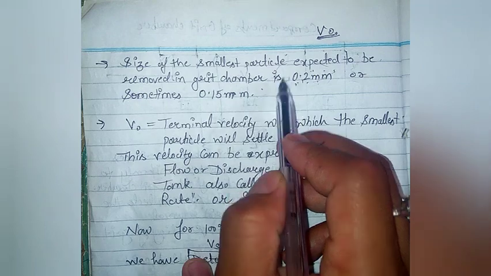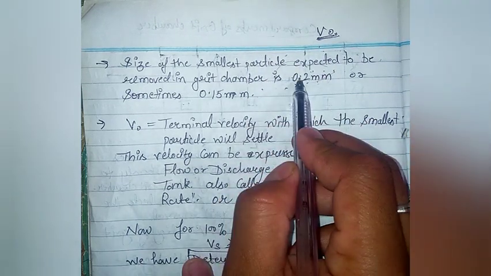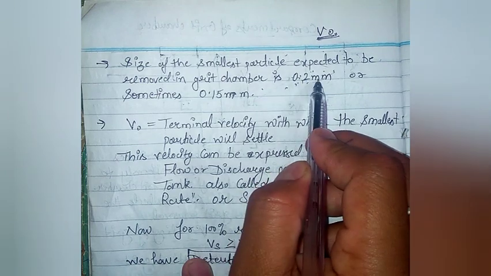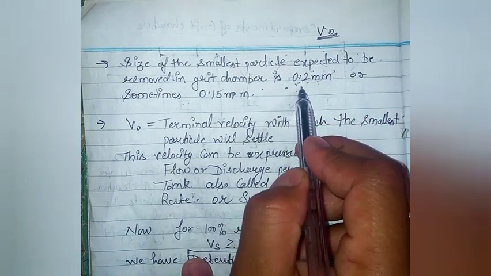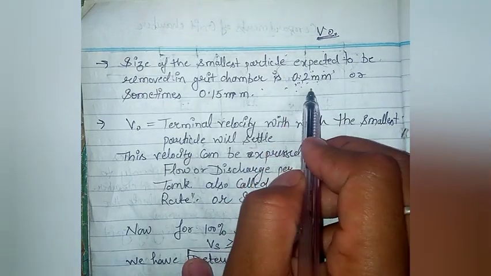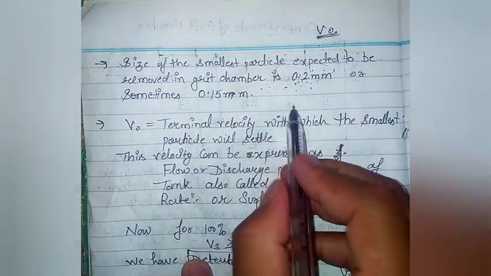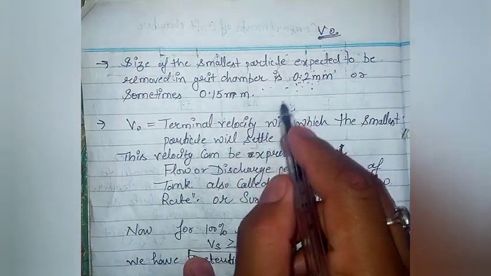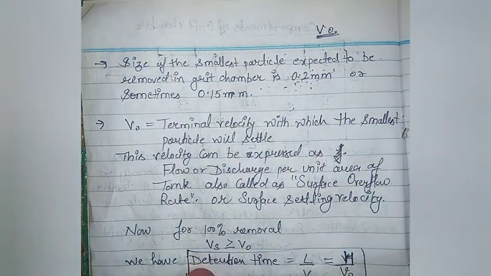Okay, so if the settling velocity in the grit chamber is greater than or equal to the settling velocity of the smallest particle present in the sewage, then all of the matter will be removed from the grit chamber. And if it is less, then the matter will be partially removed. So we discussed this.